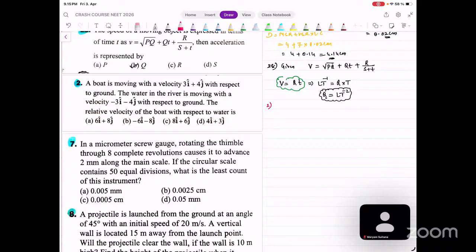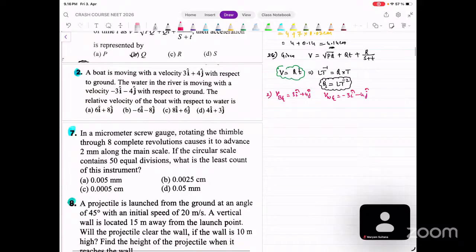A boat is moving with a velocity of 3i cap plus 4j cap. So this is the velocity of the boat with respect to the ground. With respect to ground, the water in the river is moving with a velocity, velocity of water with respect to ground, that is given as minus 3i cap minus 4j cap. That means velocity of boat and velocity of water are given. He's asking me the relative velocity of boat with respect to water. That means velocity of boat minus velocity of water.